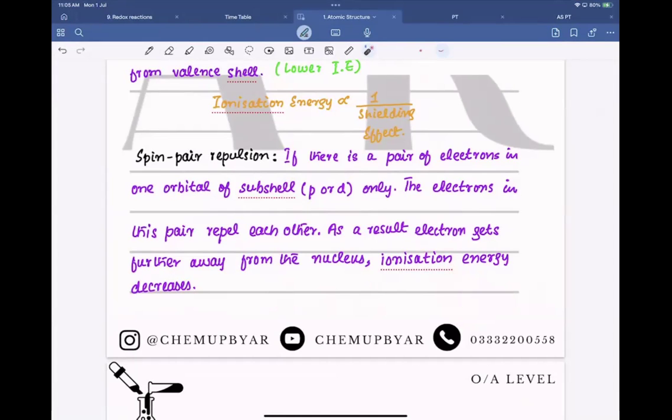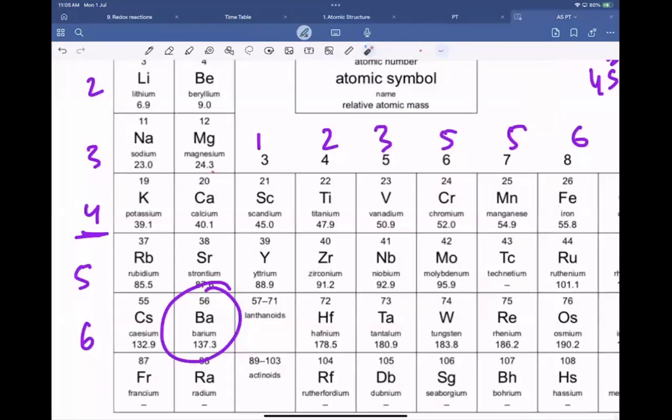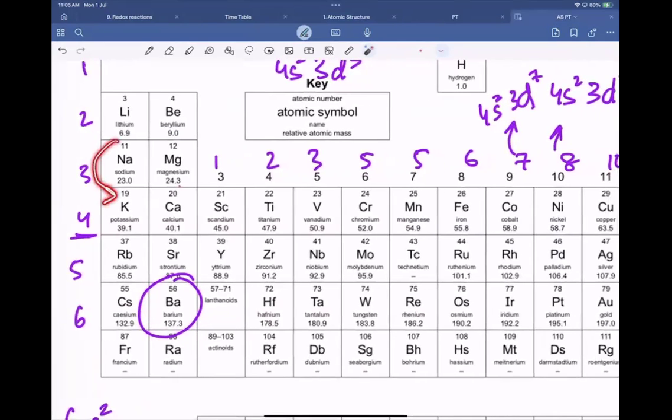Now let's apply all three factors over here. What is happening from here to here and here to here in terms of nuclear charge? The nuclear charge is increasing, but the distance from the nucleus to the valence electron is also increasing. And the shielding effect is also increasing, thus the ionization energy would decrease. Very good. The ionization energy would decrease because the shielding effect and the distance both outweigh the effect of nuclear charge.